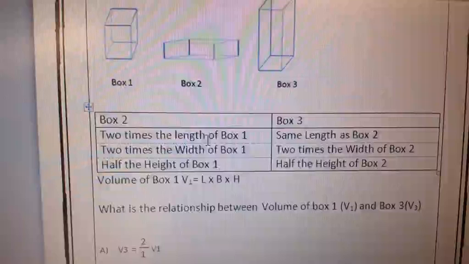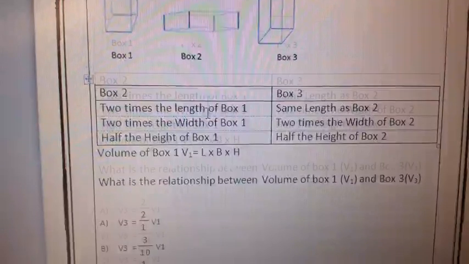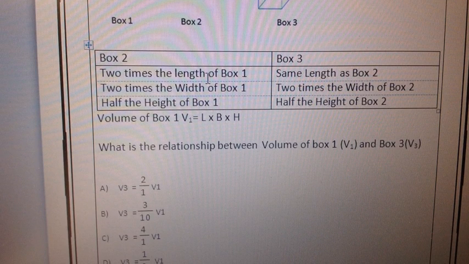Hi, so today we will be doing the volume of box 1 in comparison with the volume of box 3. So how do we do this question? The video that you have seen just now was comparing volume of box 1 and the volume of box 2. Therefore, you ignore box 3. However, now we are doing the volume of box 1 and box 3.